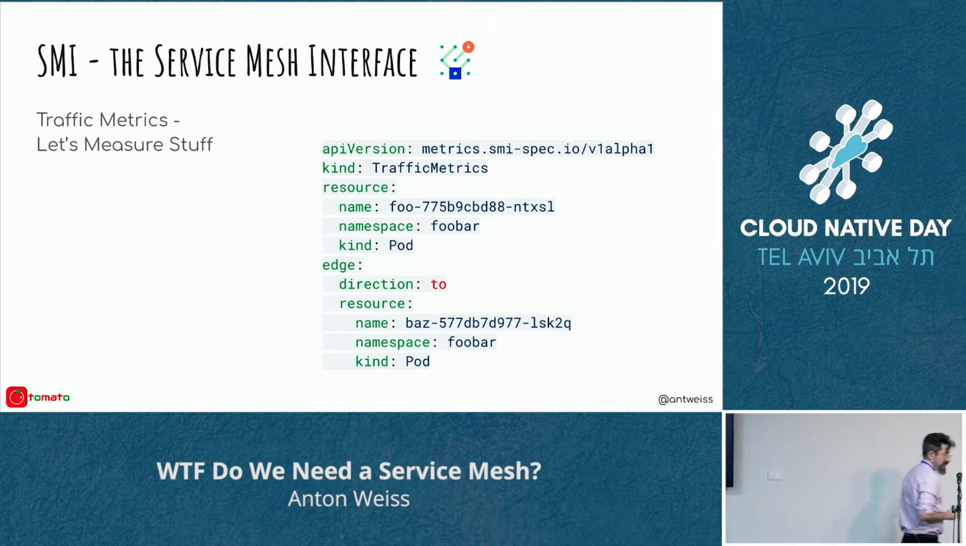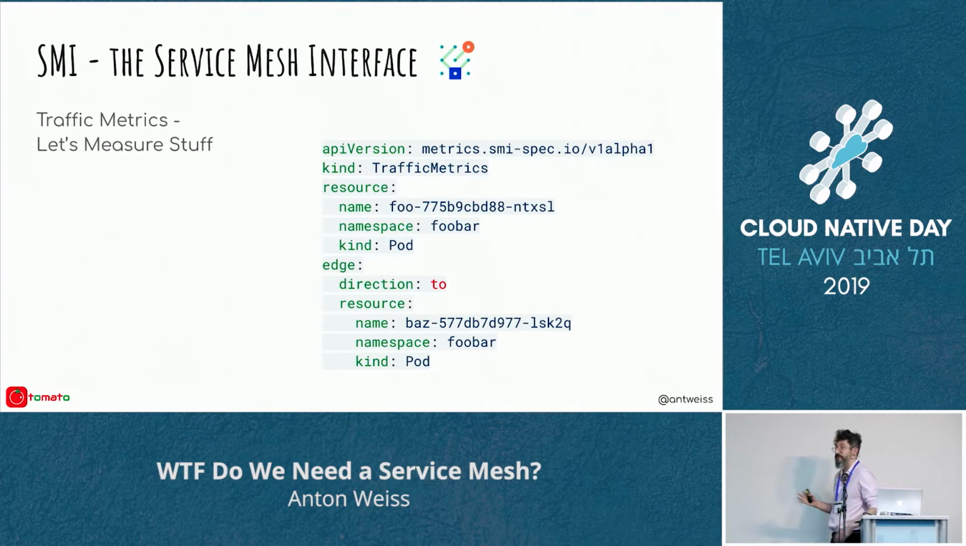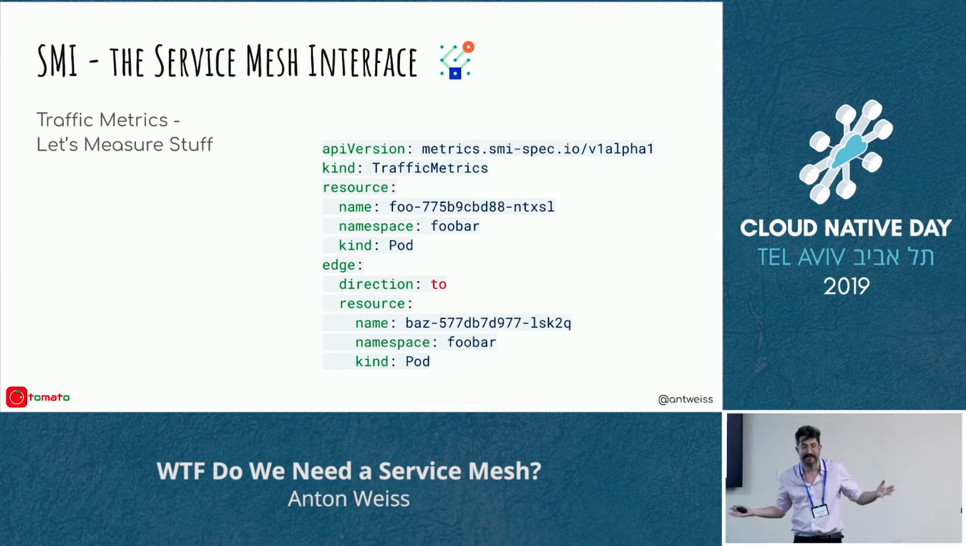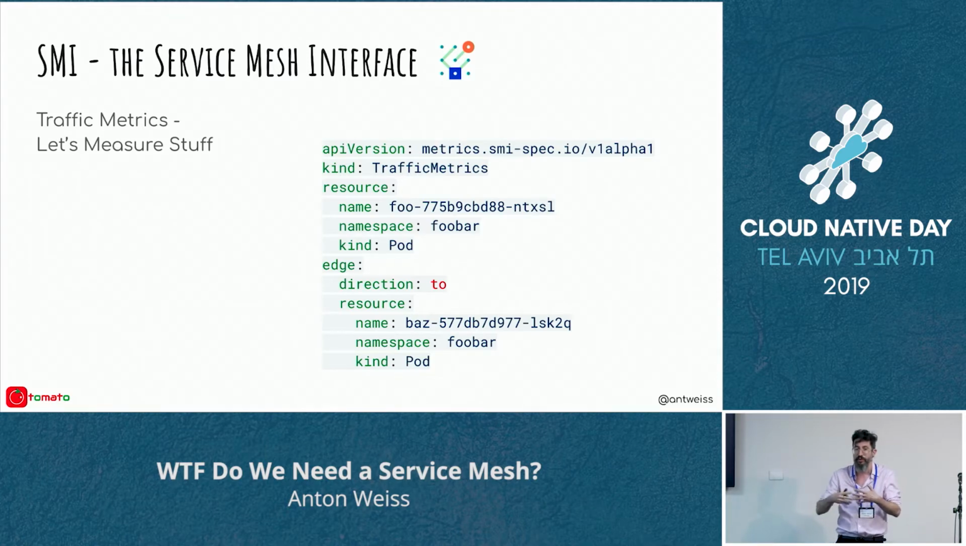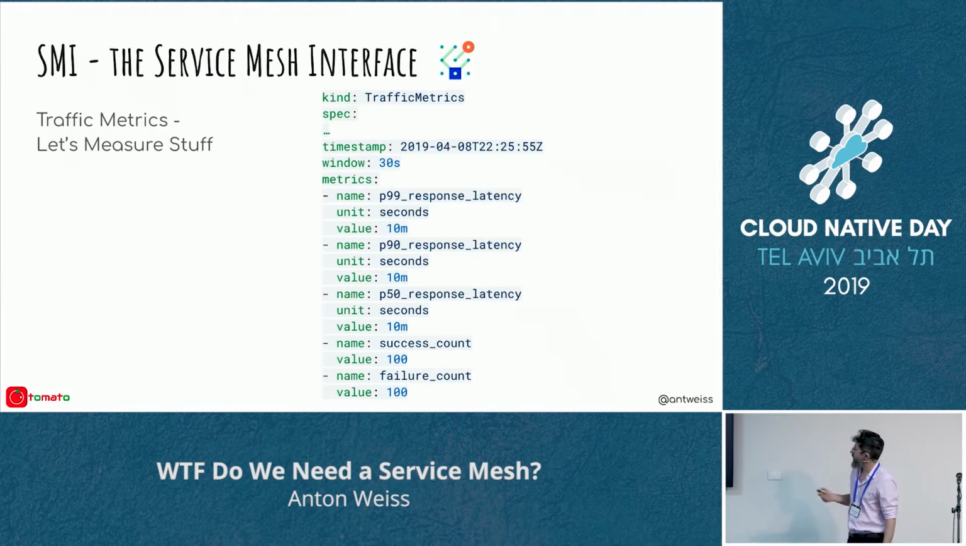And finally, the last API group is traffic metrics. So now that we've defined what kind of traffic there is, and who has rights to use the traffic, and how we split the traffic, we want to start measuring how all this influences the traffic. So we're defining the direction of the traffic. For example, here we're measuring the traffic from pod foo to pod buzz. Or we can define that it goes the other way, from buzz to foo. And when we've defined that, we can start defining what we're measuring about this traffic. For example, here we have different percentiles of response latency, success count, and failure count.